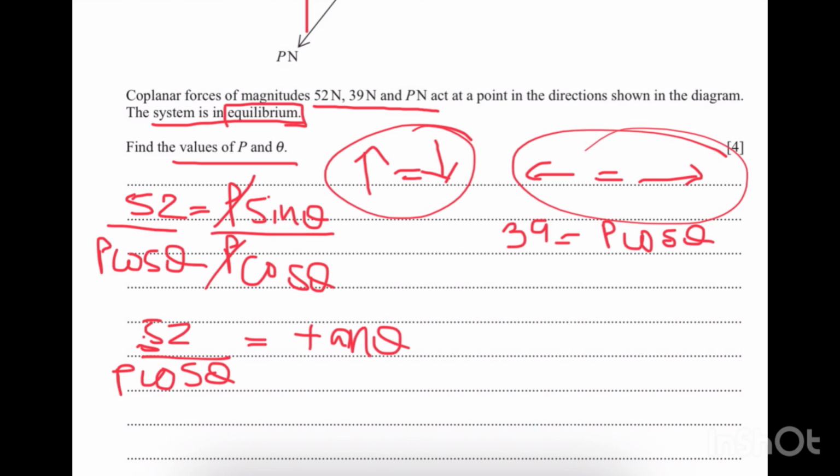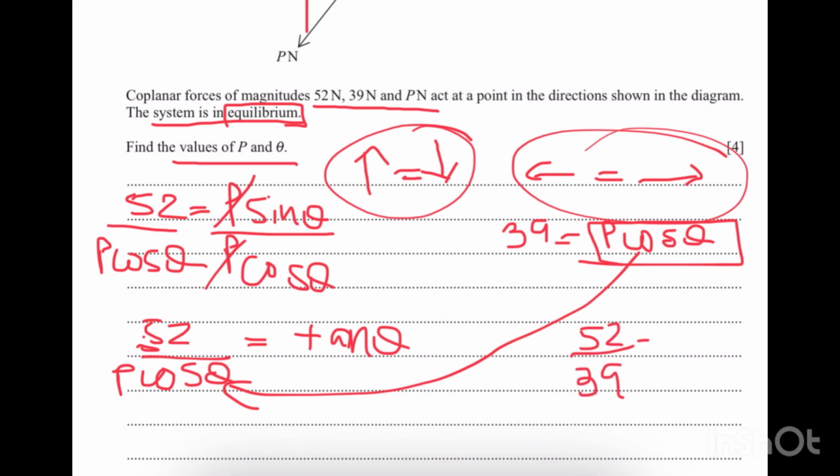Now if we look closely, we have the value of P cos theta. So we can insert that value over here in the denominator. That means 52 over 39 is equal to tan theta, making theta equal to 53.13 degrees.